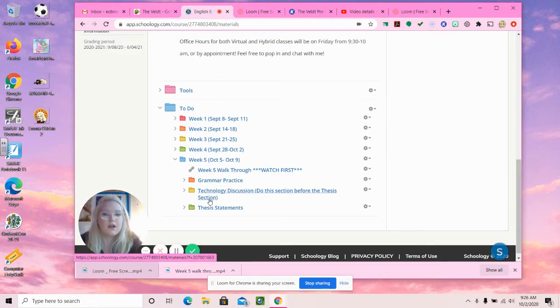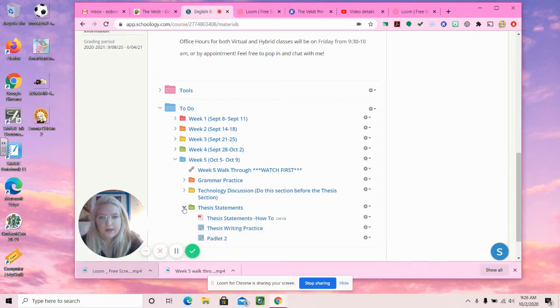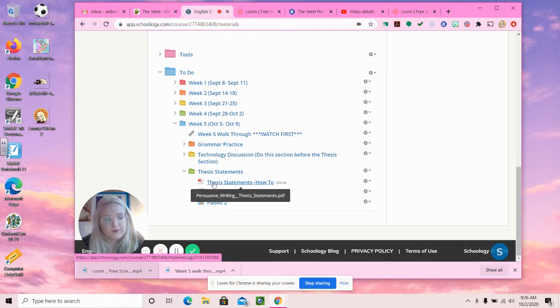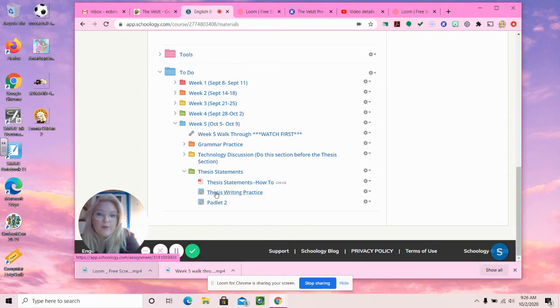So this section is on thesis statements. If we drop this menu down, you'll see that there's a few things here. This right here is what we're going to go over today. This is just our PDF on how to write a thesis statement, what they are, and some examples. And this right here is practice. We're going to be practicing writing thesis statements. This is one assignment that will be graded, so make sure that you get this done.